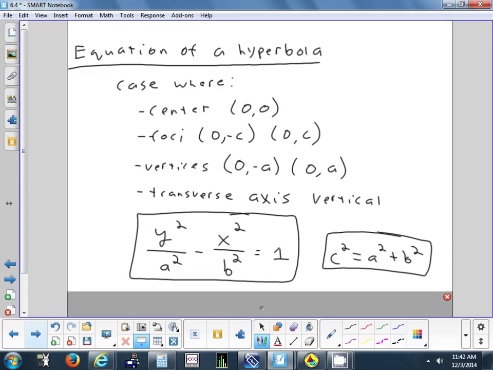Yep. So this is the other case of the hyperbola. This is on page 403. It's almost the same formula, except everything just switches a little bit. A is always first, b is always second on the bottom. Notice which one is negative now. Now it's the x. X and y switch places.